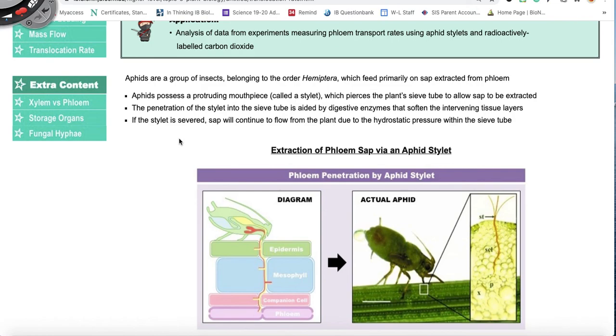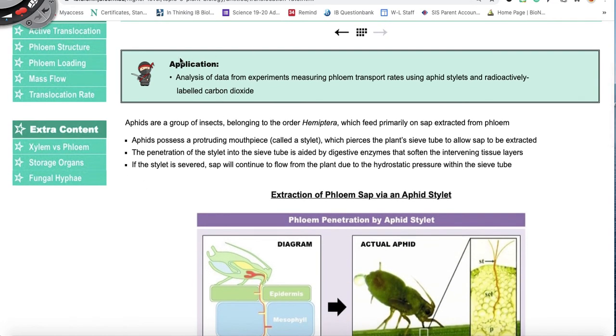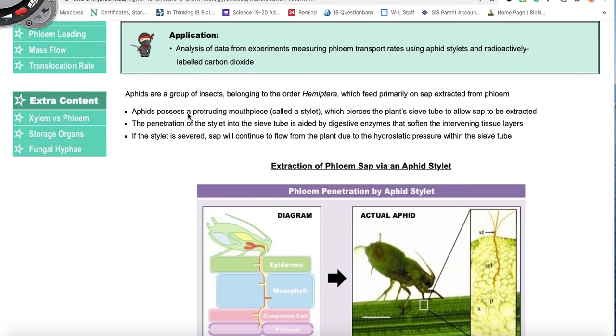Students, all right, so today we're going to cover the last part of our section 9.2, and we're going to be looking at translocation rate, and we're going to focus on this application, which is going to have us analyze data from experiments.